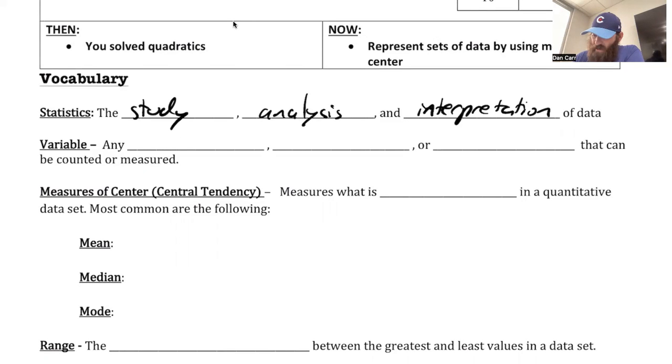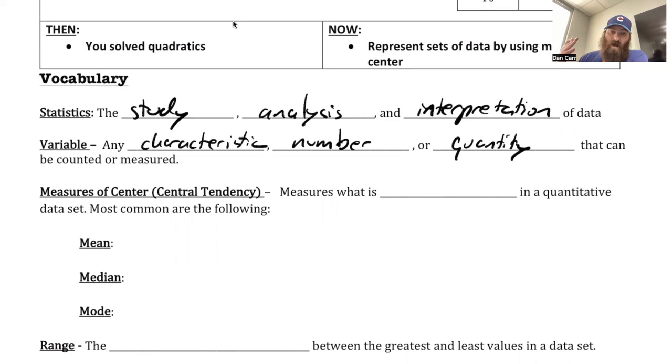A variable is any characteristic, number, or quantity that can be counted or measured. So you're studying a variety of different things when we talk about statistics. You could be studying things like the colors of different cars, or you could be studying the ages of people in a certain tax bracket. There's a variety of different things here. So we're looking at quantities, we're looking at characteristics here.